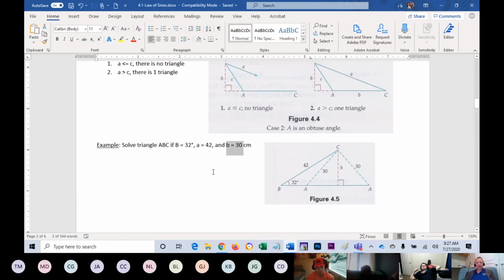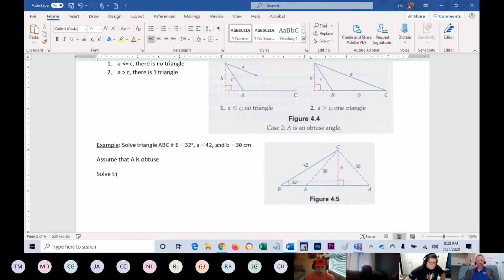So let's assume that angle A is obtuse. So how would you solve? And when I say solve the triangle, we need all sides and all angles.